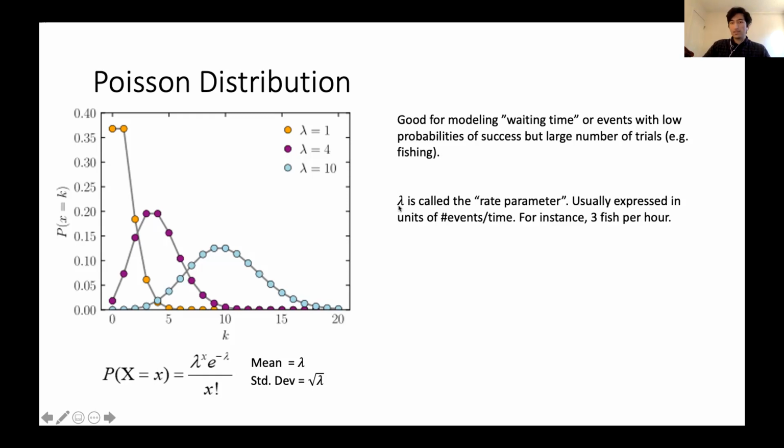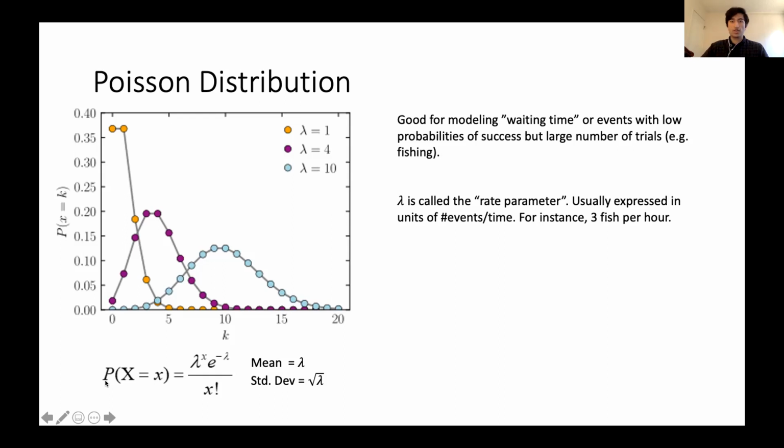Specifically, this parameter lambda is really important when we're thinking about the rate or the number of arrivals in a Poisson distribution, because lambda is called the rate parameter, and it's used for modeling the number of events per given time. So in the fish example, if you're going fishing and you're catching 3 fish per hour, you can use that as your value for lambda equal to 3, and then you can ask questions like, what is the probability that you will catch 1 fish in the next hour or 4 fish in the next hour?